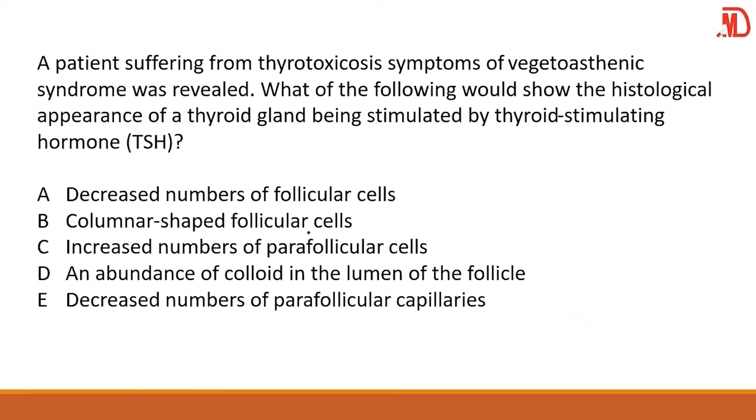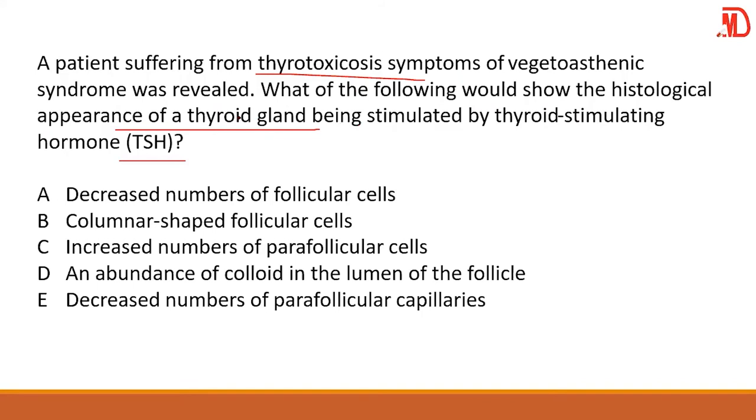A patient is suffering from thyrotoxicosis. Of course, you know the meaning of thyrotoxicosis is hyperthyroidism. Symptoms of vegetoasthenic syndrome were revealed. Which of the following would show the histological appearance of the thyroid gland stimulated by the thyroid stimulating hormone?